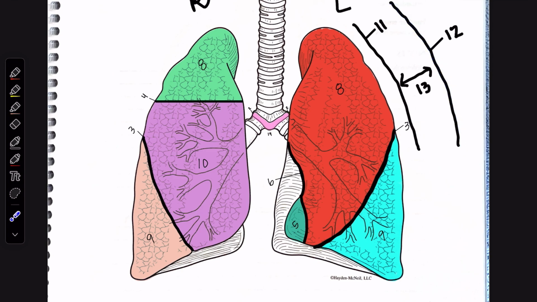I like to think of the parietal being like the perimeter, going to be the outside, while that visceral is going to be on the inside, I guess. And then we've got the pleural cavity, which is between the two. And then we already covered 14 being the carina.